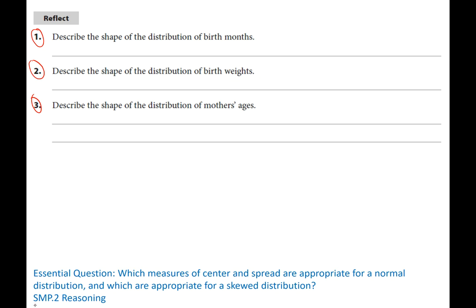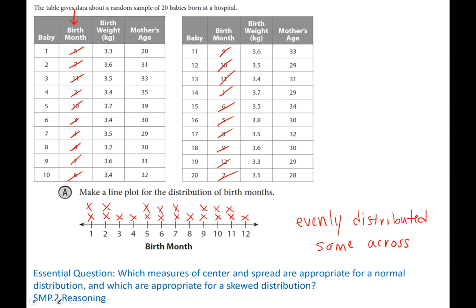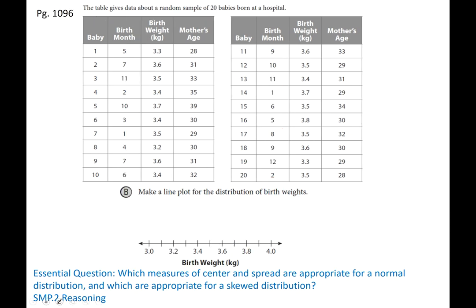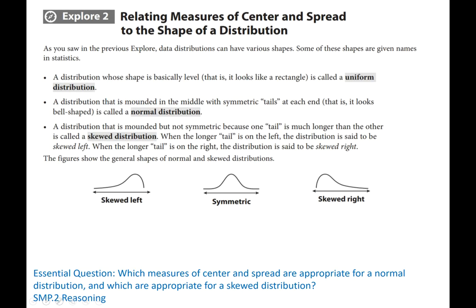So keep in mind on that first one that we did together, I commented that it was evenly distributed, the same across. And on those other ones you're probably going to see a cluster or a clump of data in one section. So you want to comment on what you see in terms of how the data is laid out. What shape does it have? Okay, so once you finish that, then we're going to continue on and read a little bit more. Explore 2. Again, make sure that you did the reflection before you go on.